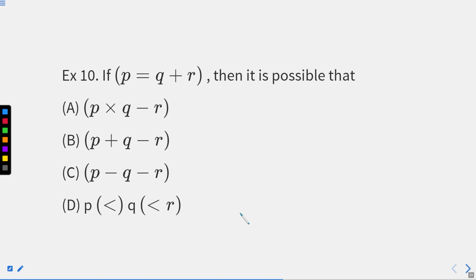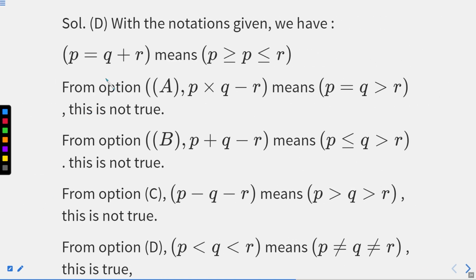Here you have an expression given in the question, that is P equals Q plus R. This is one statement. Now you have to figure out which of the following expressions given in the question follows the same thing, right? So I'll directly jump to the answer part where we are rearranging all the expressions, right? As per option D, with the notation given, we have P equals Q plus R, which means P is greater than or equal to Q and less than or equal to R, right?